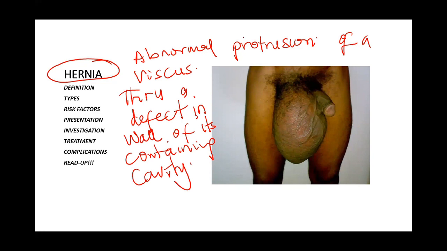Now, when you are talking about any condition, especially for residents, your success in discussing any pathology is for you to be able to define it at a go. You cannot start talking about types of hernia without being able to define what a hernia is, or start telling me the risk factors for a hernia without knowing what it is. So you should know it's an abnormal protrusion of a viscus through a defect in the wall of its containing cavity. That is very important. You should know how to define it.